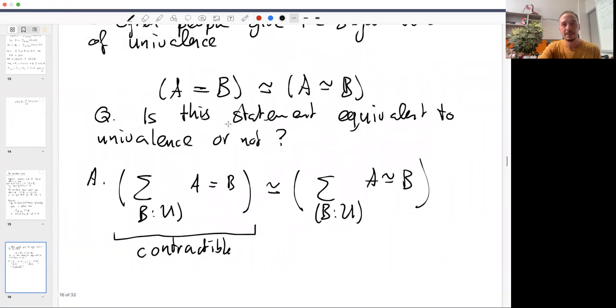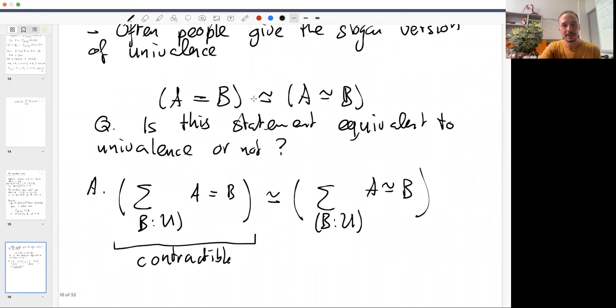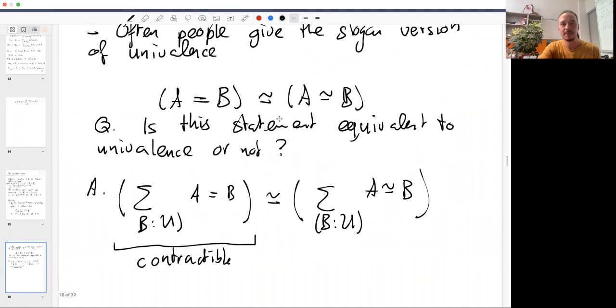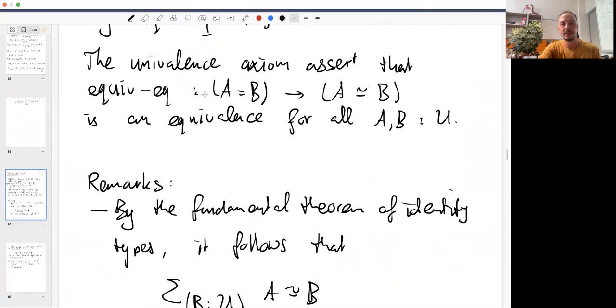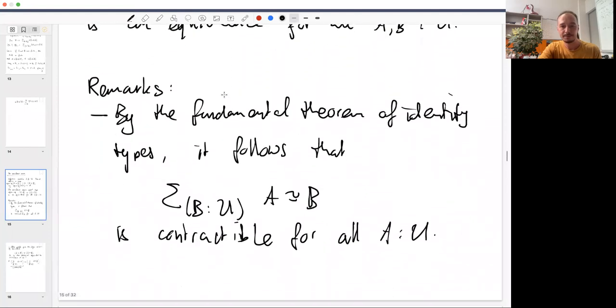So the slogan version is very good. It's just a fine statement of univalence, but you should know that when people say univalence, and even if they mention this, actually the definition of the univalence axiom is that this canonical map is a family of equivalences. This is how Voevodsky defined it. So that's what it means.